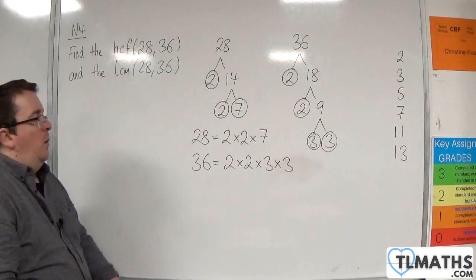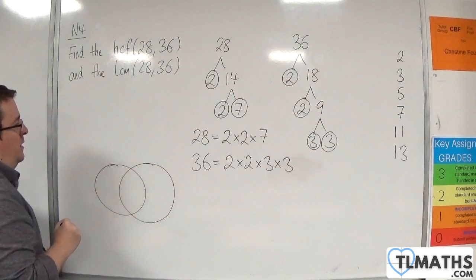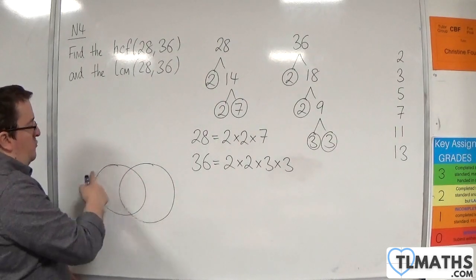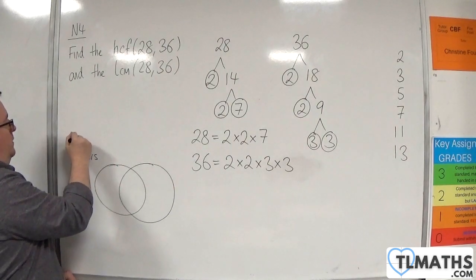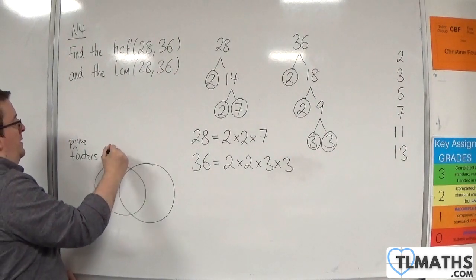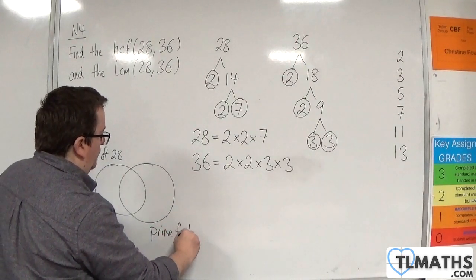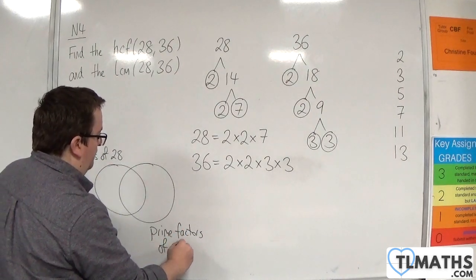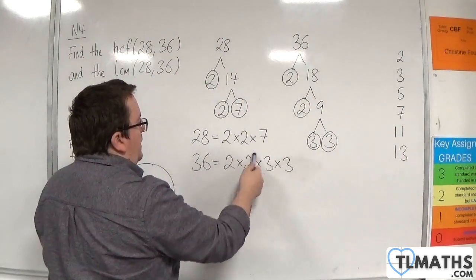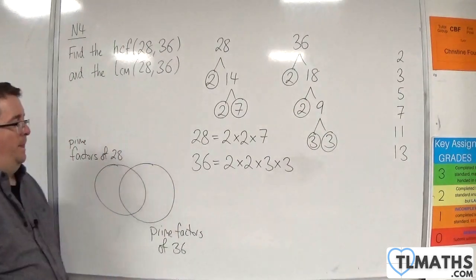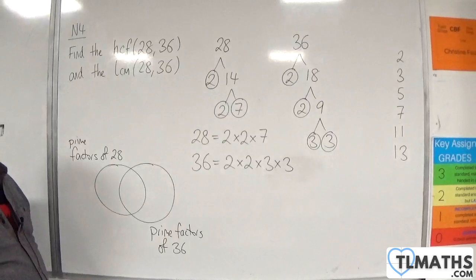Okay? So what we are going to do now is draw a Venn diagram. In this Venn diagram, we're going to write in the prime factors of 28, and in this one I'm going to write in the prime factors of 36. Okay, now by prime factors what I mean here is the 2, the 2 and the 7, and here for 36, the 2, the 2, the 3 and the 3. So we're just utilising those two sets of numbers.